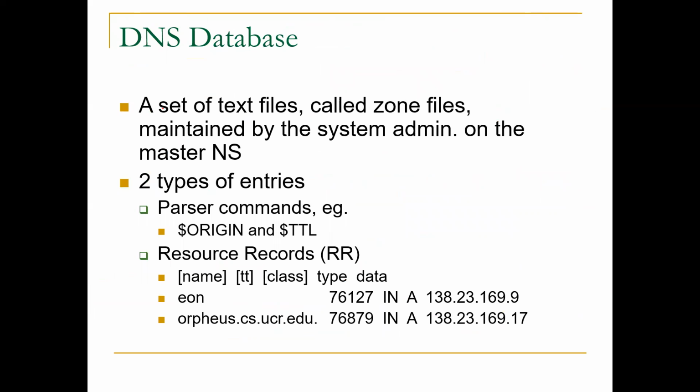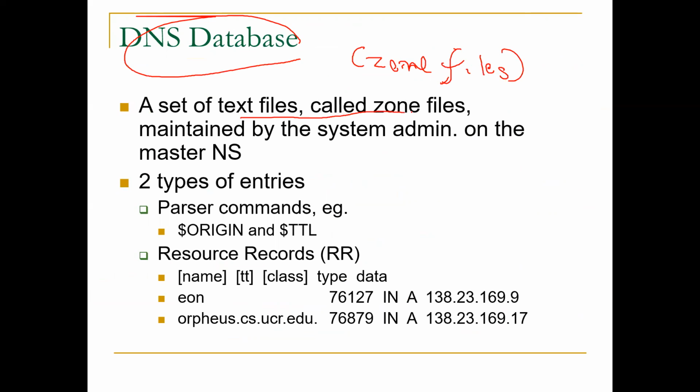I will show you further. There is a DNS database which is built, called a zone file. This is an important term, zone files. Basically, it's a set of text files called zone files, maintained by the system admin on your master name server. In zone files, we will have your resource records.